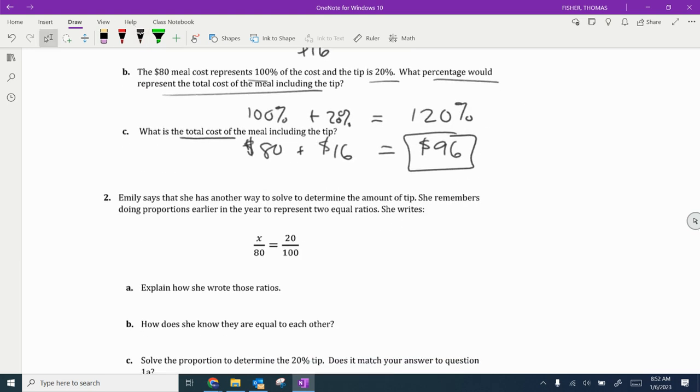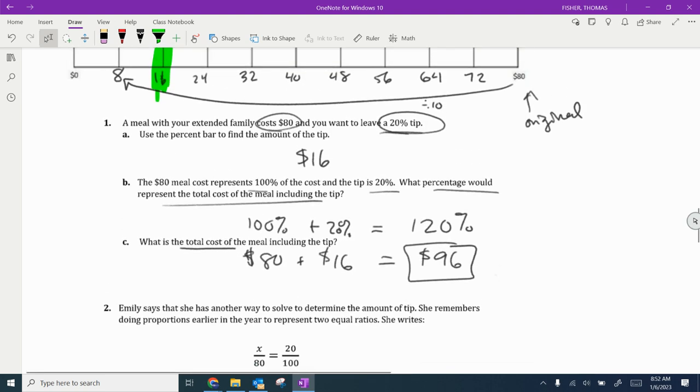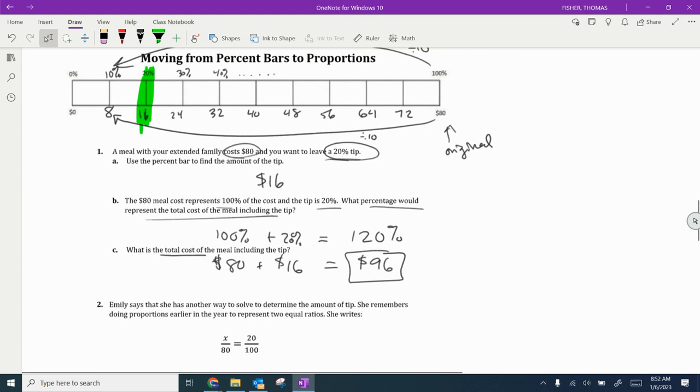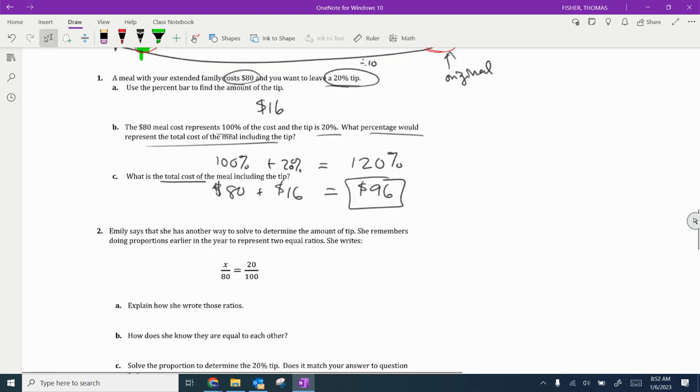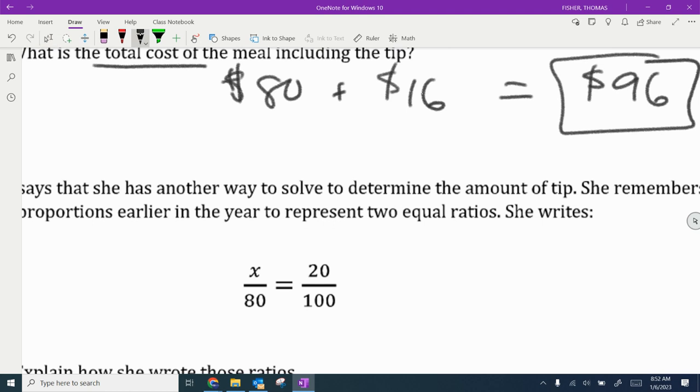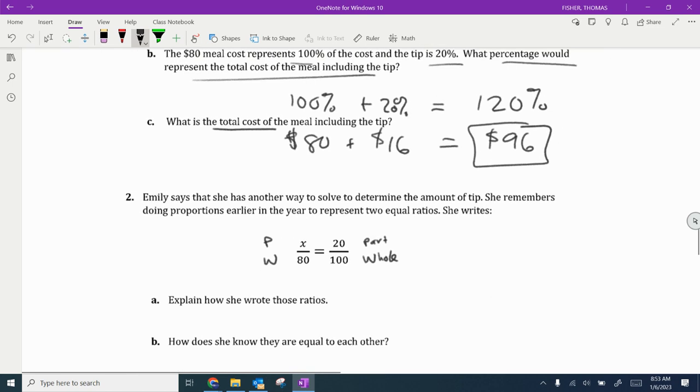So then, moving on to a little bit more efficient way, we can just use a proportion. Emily said X over 80 and 20 over 100. So let's see why that makes sense. Here's the X over 80, 20 out of 100. Both of these represent part over whole relationships. The 20 is the part over the whole thing, and then the whole thing was $80 and the missing amount of money was the X. So this is a part over whole, which is why we can use a proportion, because the labels match on both sides. So that's how she got these two ratios here.